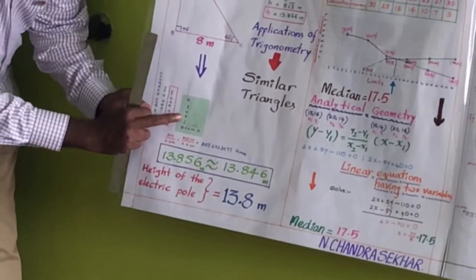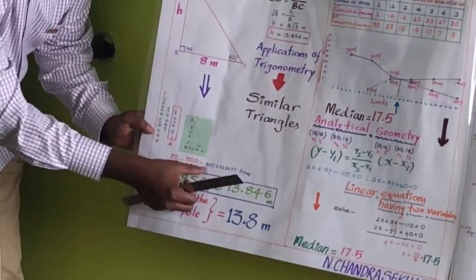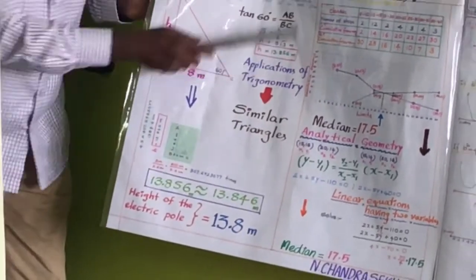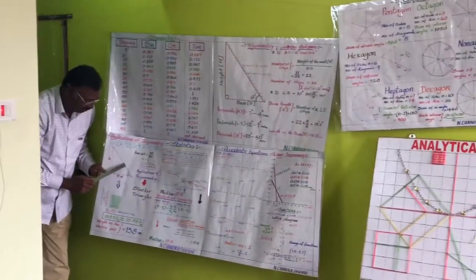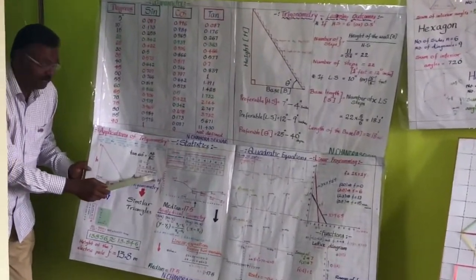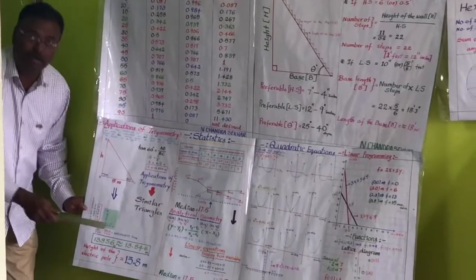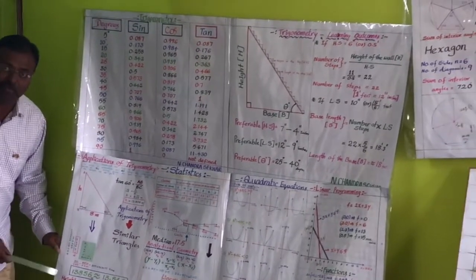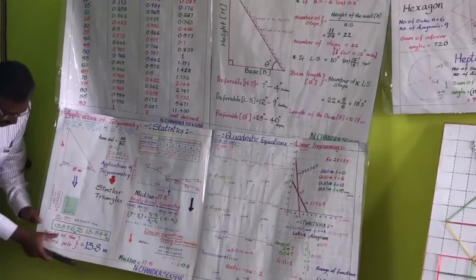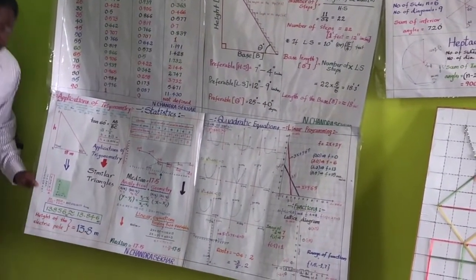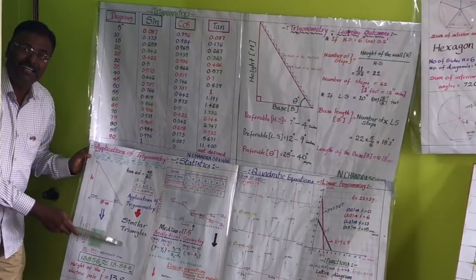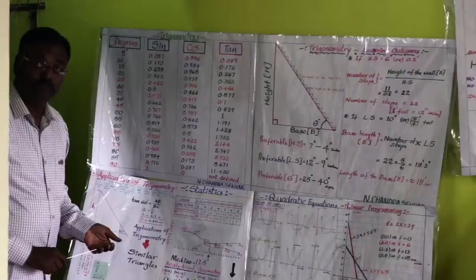Then what height does it come to? I want to multiply the number of times to the height. It comes as 13.8. Here in a textbook or in notes, we find the height of an object like this. The height of the object is 13.856 meters, but the same thing applied in similar triangles, I find the result as 13.846. Both are similarly 13.8 meters. This is the connection between the applications of trigonometry and similar triangles.